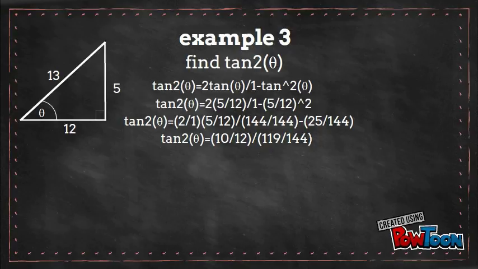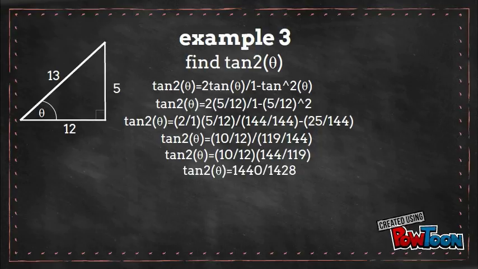In order to get rid of the fraction in the denominator, we must multiply the numerator by the reciprocal of the denominator. That will equal tangent of 2 theta is equal to 10 over 12 times 144 over 119. Finally, by multiplying these, you will get 1440 over 1428. By dividing the numerator and denominator by 12, you can simplify this to 120 over 119, and that's your answer.